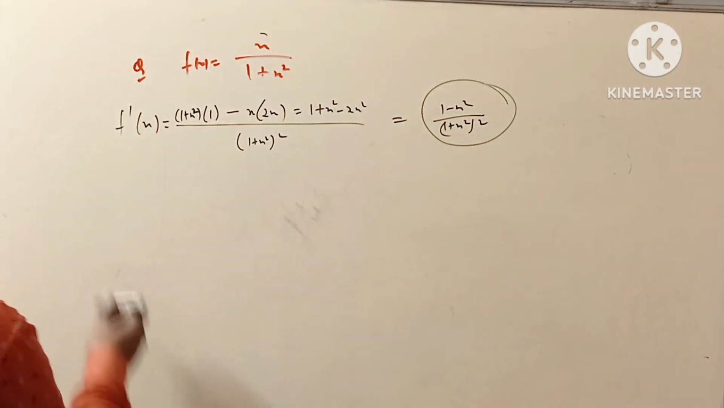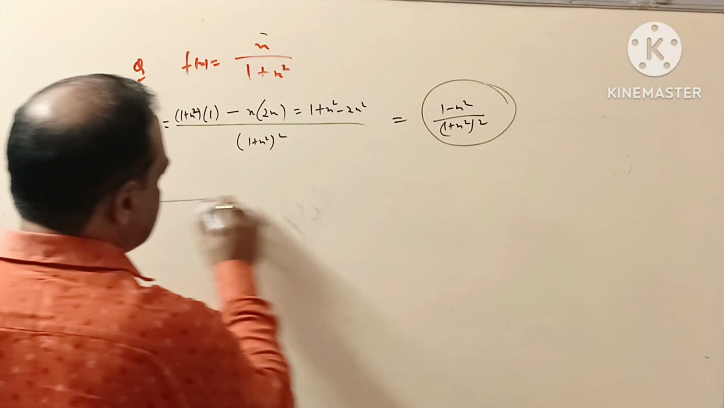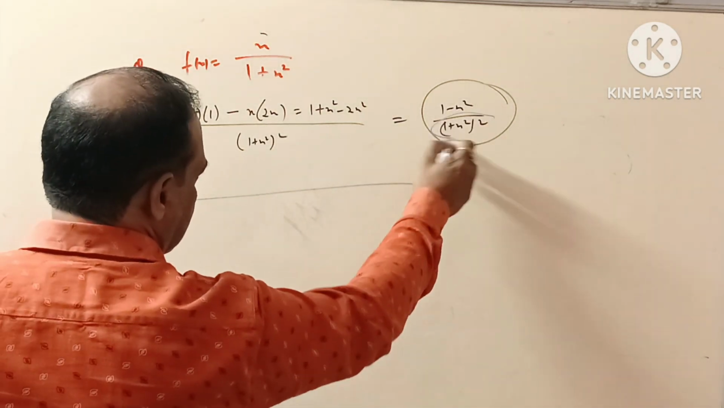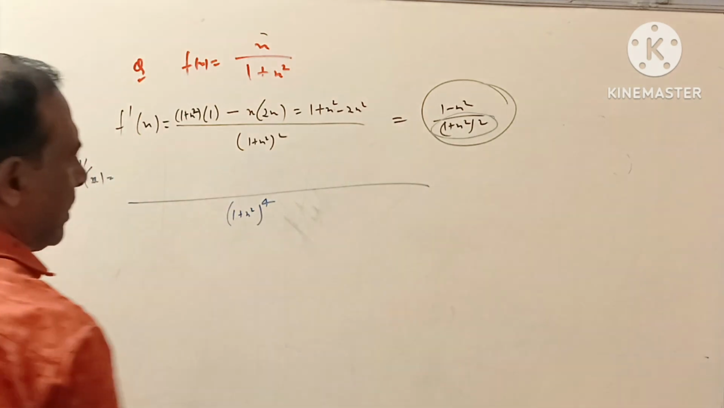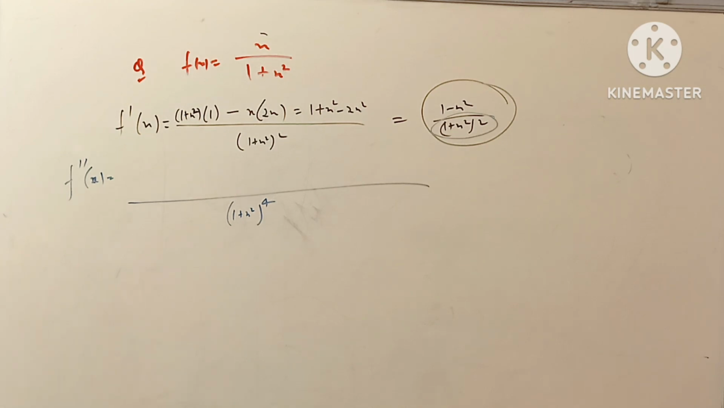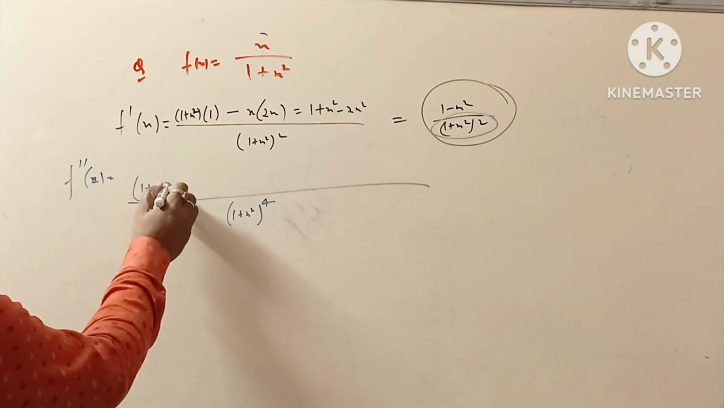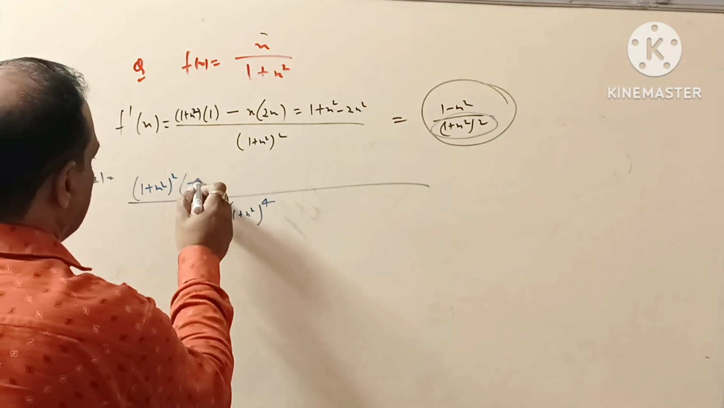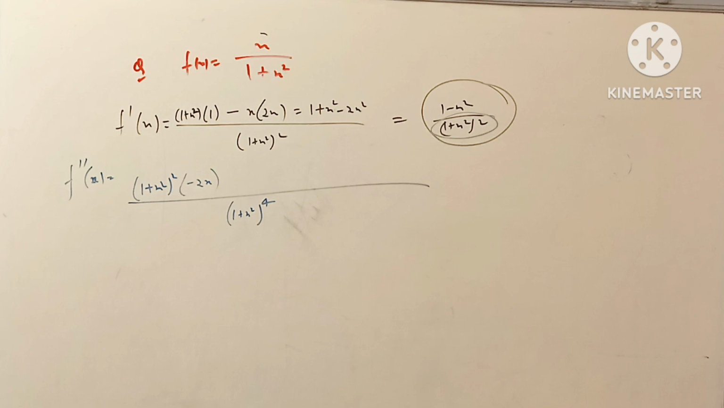In the case of f double dash x, what you have here is a base. Okay, you have a base as 1 plus x square whole square. It will get squared and it will become 1 plus x square whole raised to power 4. Now what we have to do is just put 1 plus x square whole square as it is, and we have to differentiate the numerator part, which will give me 1 minus x square. 1 is constant, minus x square will give you minus 2x. Okay, then there is a minus sign.